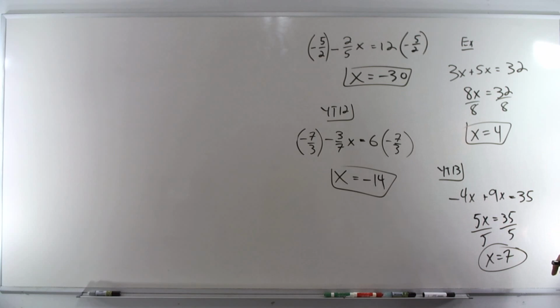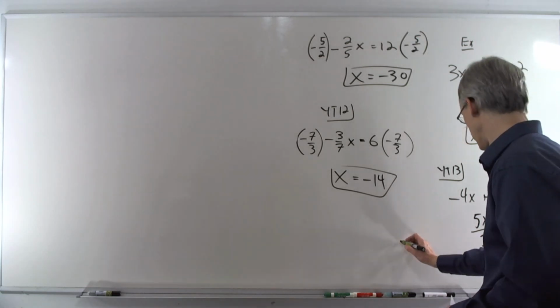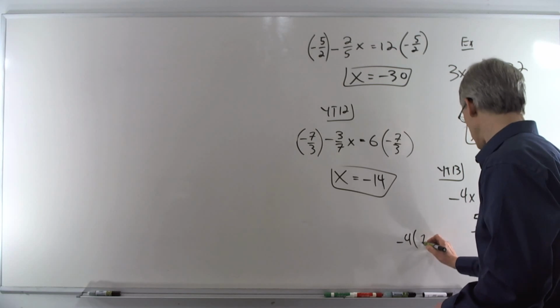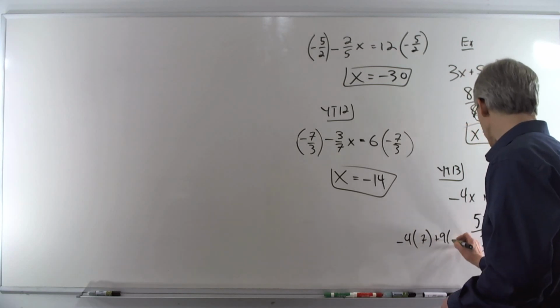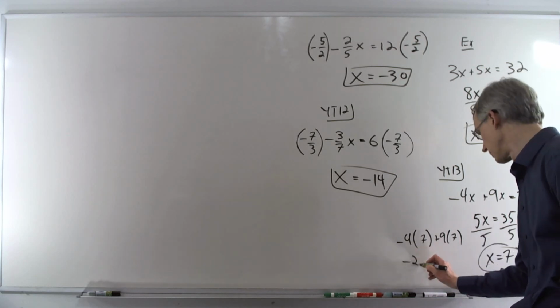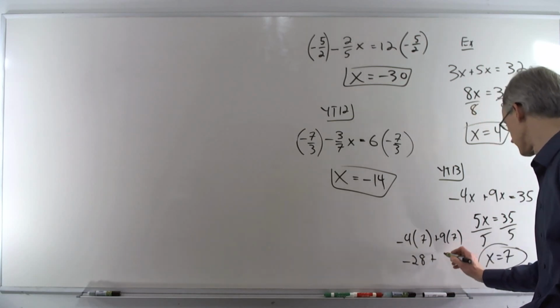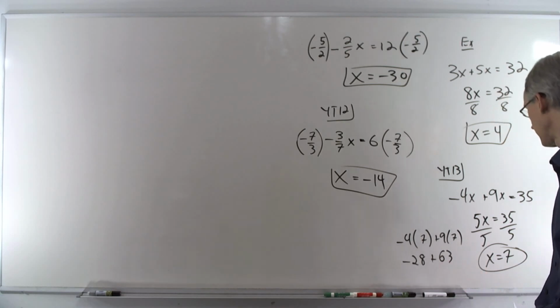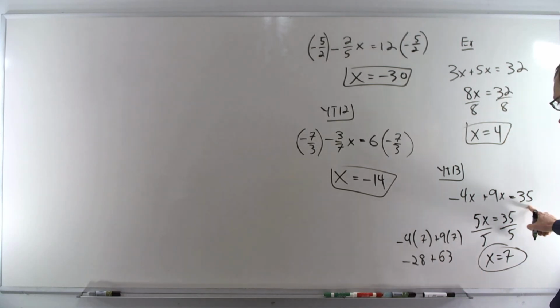Let's make sure this is right. Plug in here, and let's write this one out. Negative 4 times 7 plus 9 times 7. Let's see what we get here. We got negative 28, and this is 63. Add these together, and we get 35.